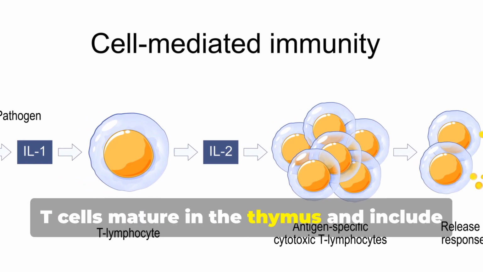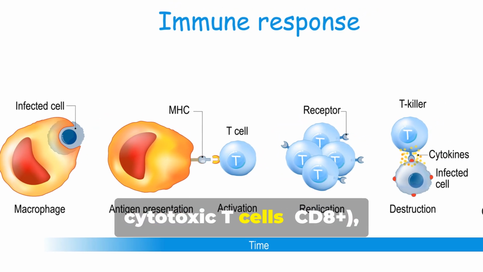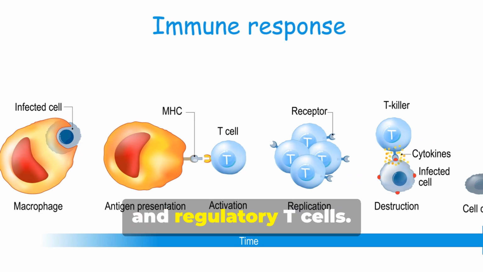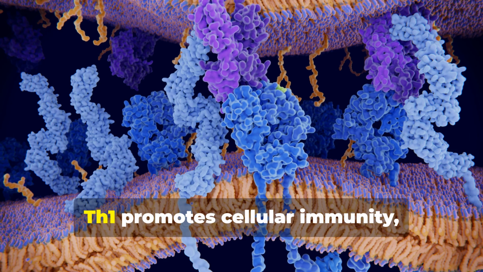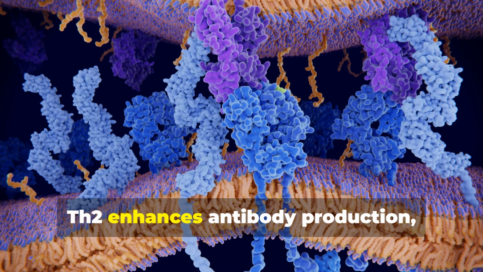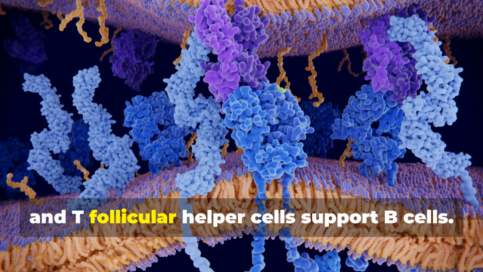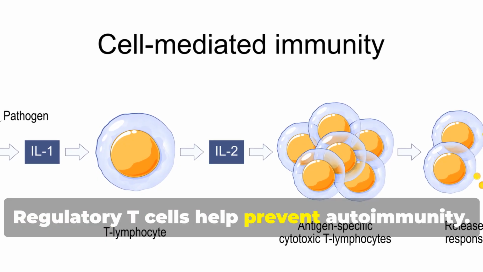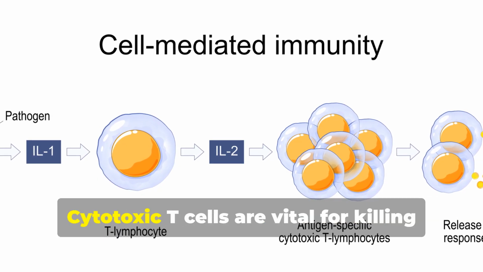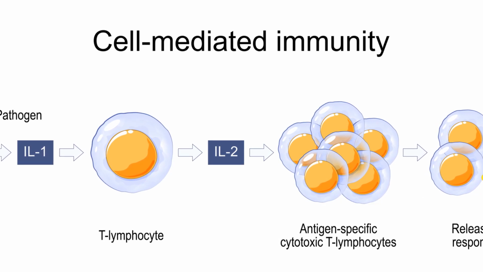T cells mature in the thymus and include helper T cells, CD4+, cytotoxic T cells, CD8+, and regulatory T cells. Helper T cells coordinate responses. The Th1 promotes cellular immunity, the Th2 enhances antibody production, the Th17 drives inflammation, and T follicular helper cells support B cells. Regulatory T cells help prevent autoimmunity. Cytotoxic T cells are vital for killing infected or abnormal cells, including cancerous cells.